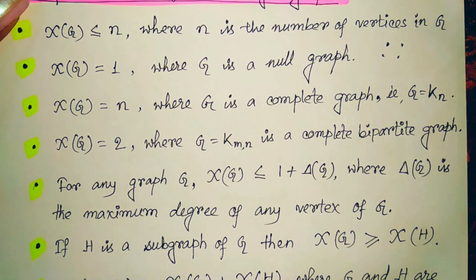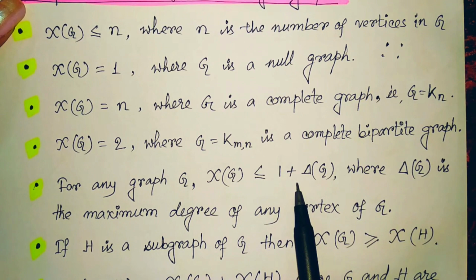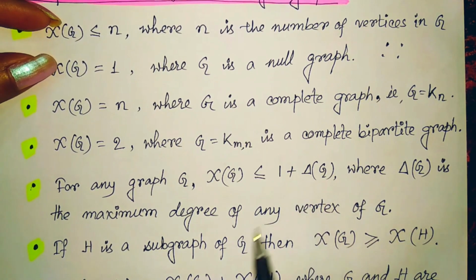For all the vertices, we just observe which vertex has the maximum degree in the graph. So the chromatic number is at most one more than that maximum degree, otherwise less than that.